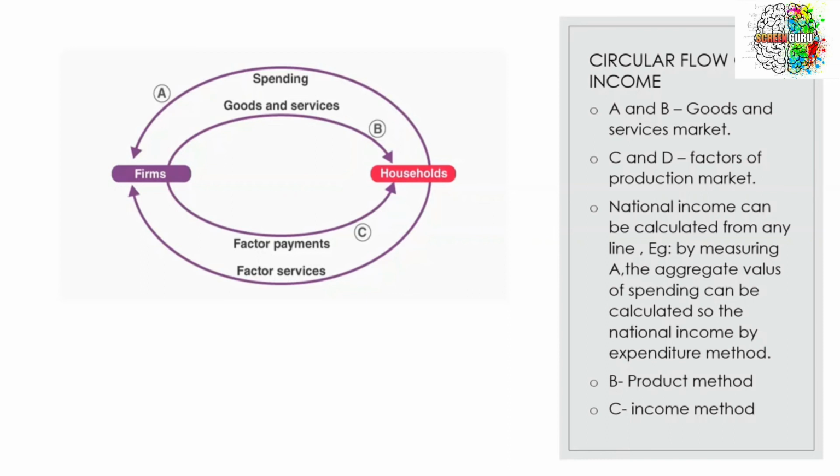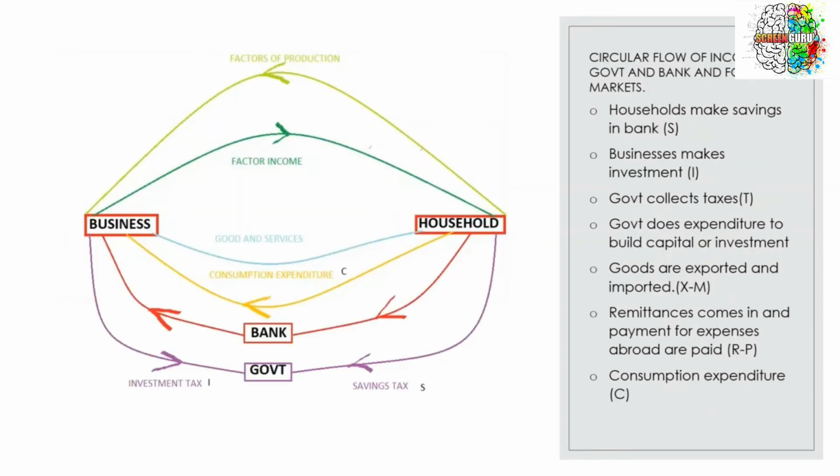So let us move into a little bit more complex circular flow of income, wherein government and banking and even the external market are involved. See this example. It has all the other things which were mentioned earlier. Along with that, we are including government and bank. So how do the government and bank play a role here?